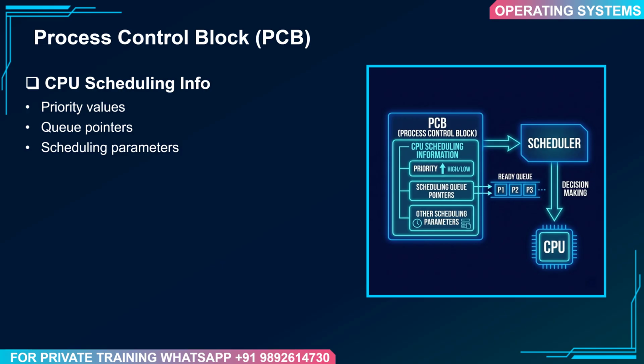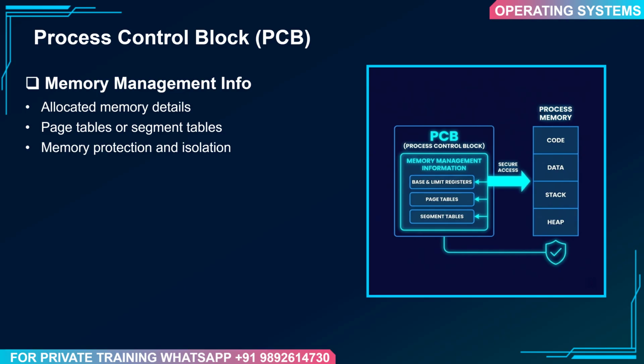For instance, a high priority process might be scheduled before a low priority one, and that priority value is stored inside the PCB. Memory management information is another key part of the PCB. Every process needs memory to store its code, data, stack, and heap. The PCB contains details about the memory allocated to the process, such as base and limit registers, page tables, or segment tables, depending on the memory management technique used.